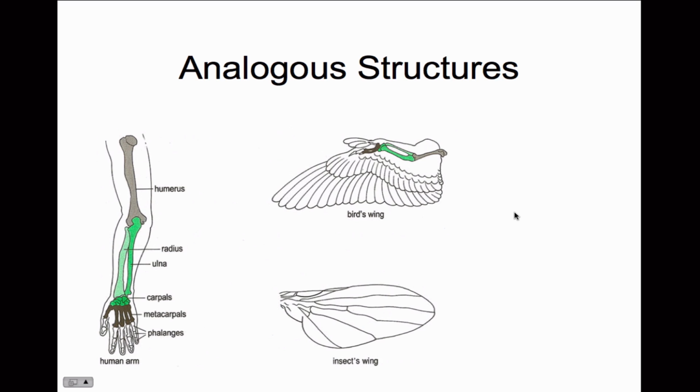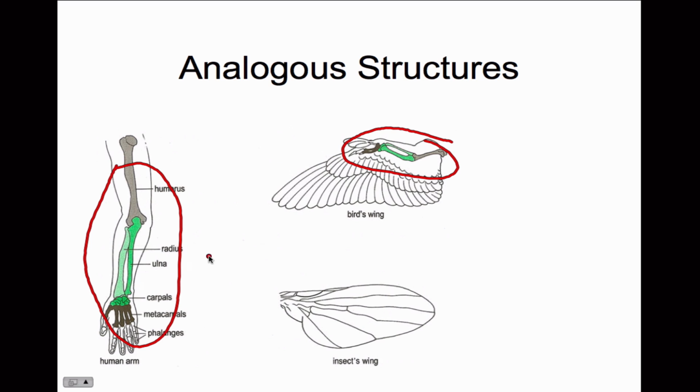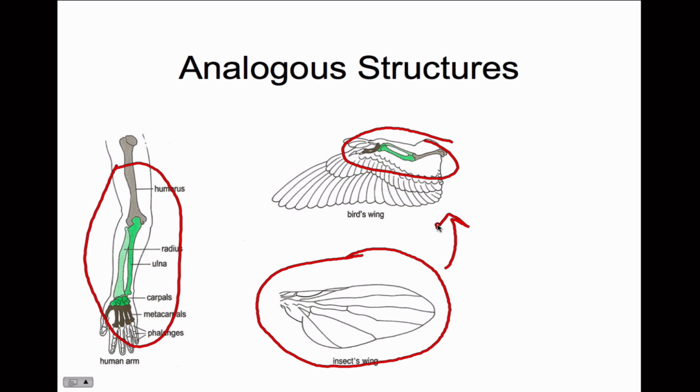We also have what we call analogous structures, and analogous structures are structures where maybe they developed and they do similar functions, but they evolved separately. So the human arm and the bird's wing bones are quite homologous. We see that they're rather similar in their development. But an insect's wing is an analogous structure to that bird's wing. So even though they do the same thing, they're designed for flight, they did not develop the same way. So those are analogous structures.